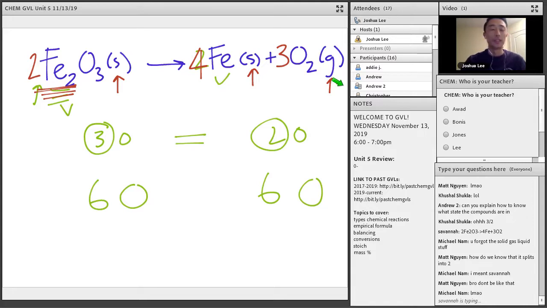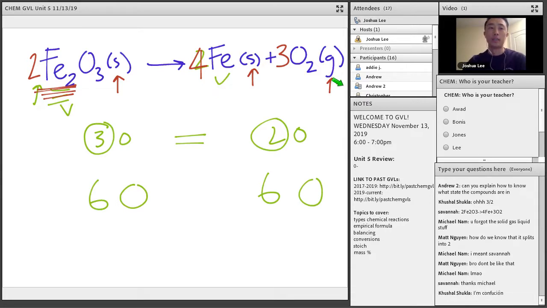So how do you know it splits in 2? Because in the problem I said that iron 3 oxide decomposes. So a decomposition reaction is a big molecule breaking up into its constituent parts. So the iron and oxygen, like that. So that's how you know it broke up into 2 things.